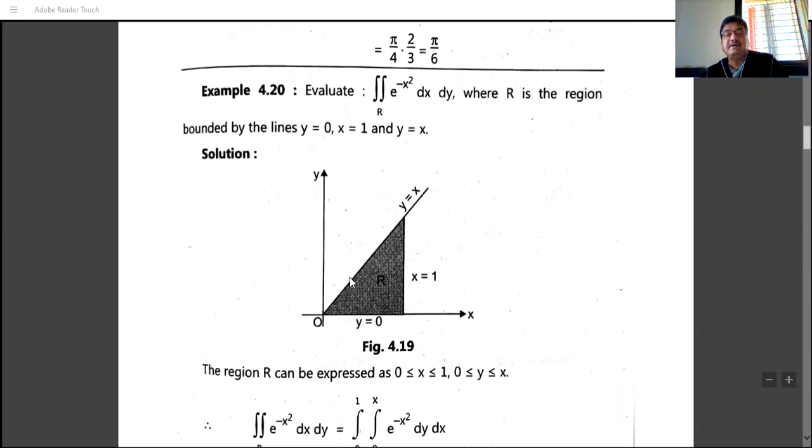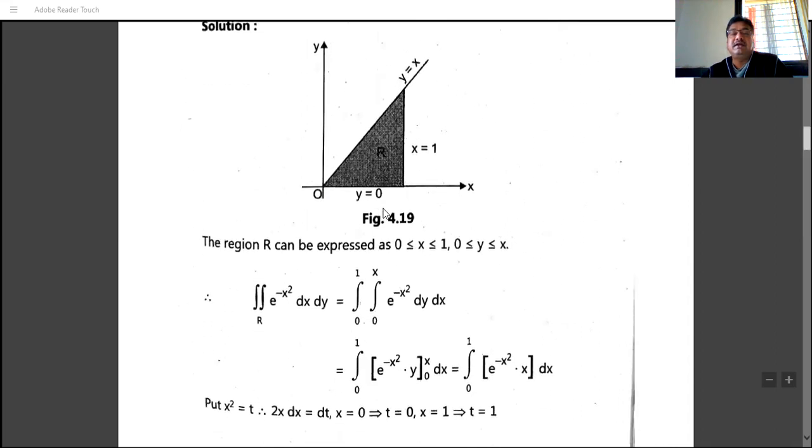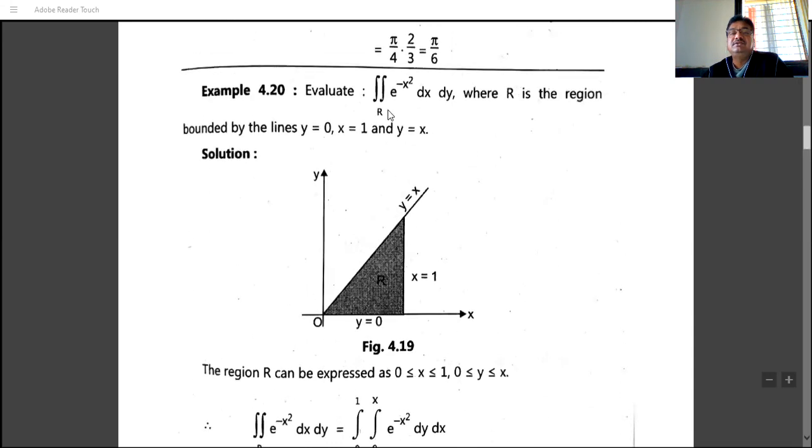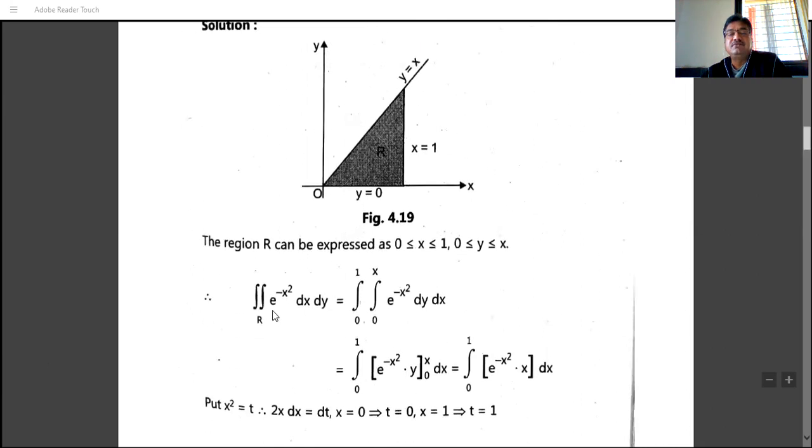the first quadrant and third quadrant in two equal parts, or makes an angle 45 with the x-axis and y-axis. This divides this quadrant in two equal parts. This y equal to x line, and this is the area bounded. This shaded portion is the area bounded by these three lines, and we have to integrate e raised to minus x square over this region R. So double integration over R e raised to minus x square dx dy is equal to.